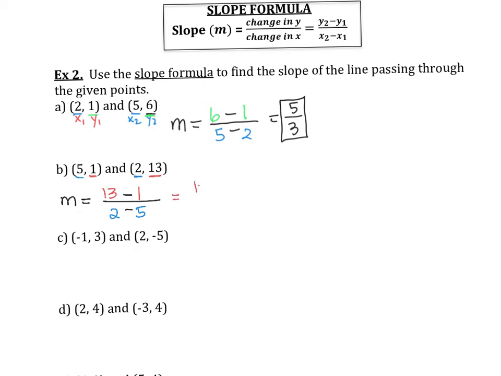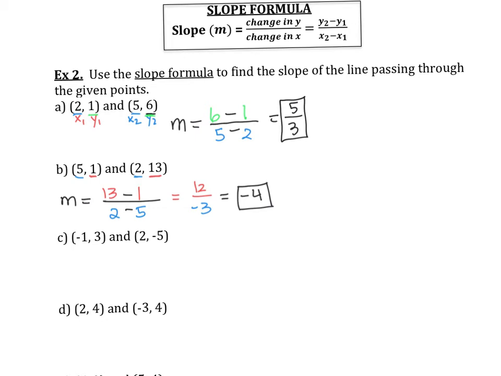13 minus 1 is 12. 2 minus 5 is negative 3. Okay, and then 12 divided by negative 3 is negative 4. So while fractions are great, if you don't need a fraction, don't use a fraction.